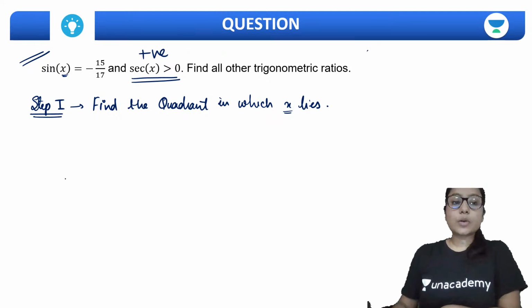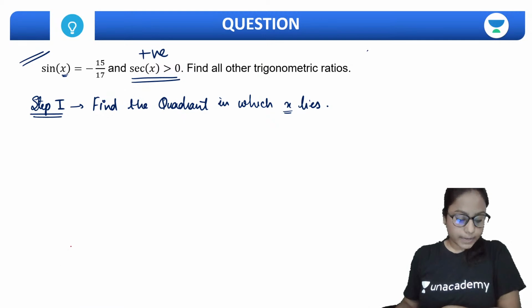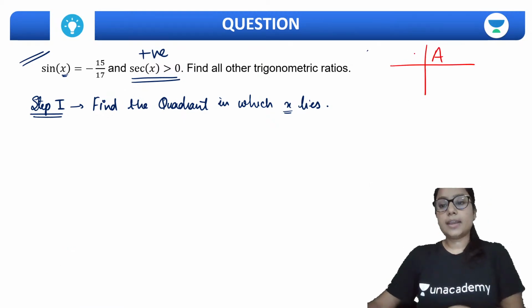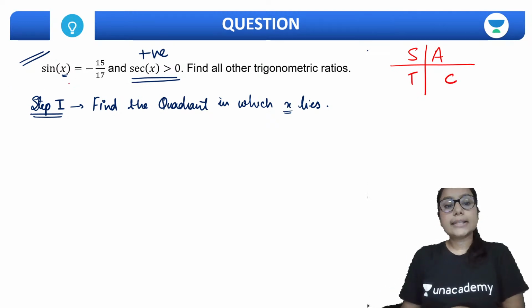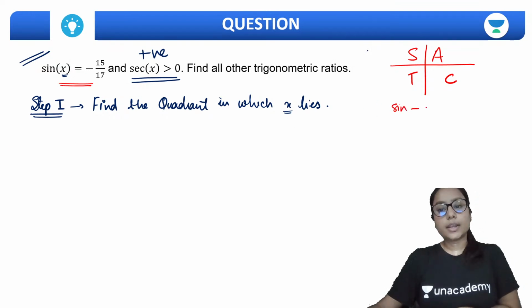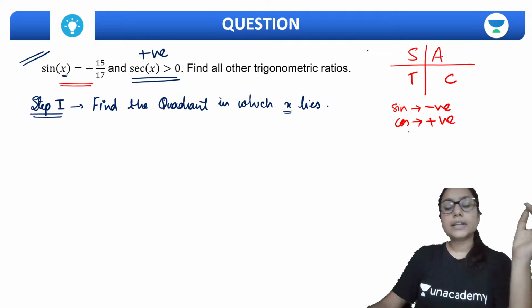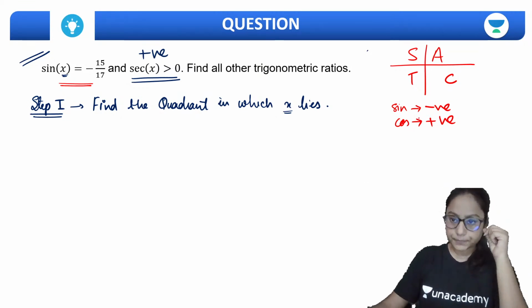What is the quadrant? Have you guys found it? Yash and Sonam are getting 3 and 4. Let's see. So we have A, S, T, C. Sign is negative, but cos is positive. In which quadrant does this happen, where sign is negative but cos is positive? Tell me the quadrant.